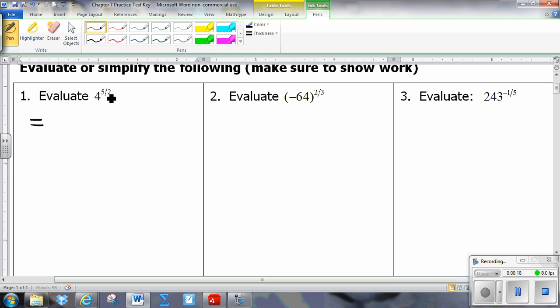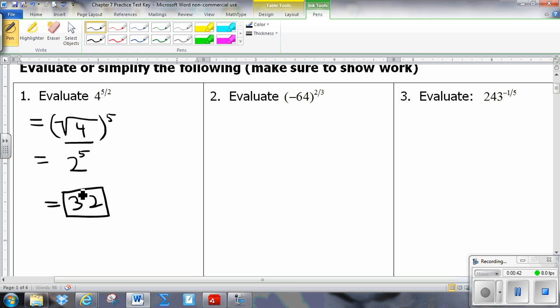So the 2 on the bottom indicates a square root. So we're going to do the square root of 4 and then take that quantity to the 5th power. Remember that 5 can go on the inside, but you'll just be working with bigger numbers if you do that. So the square root of 4 is a 2, and then I put the 5th power back on there. 2 to the 5th power is 2 times 2, which is 4, 8, 16, 32. Okay, so that's the first part.